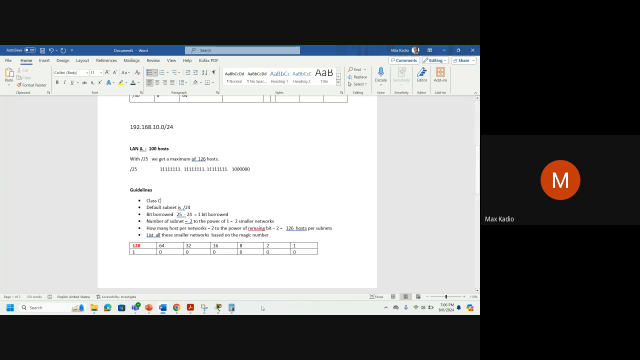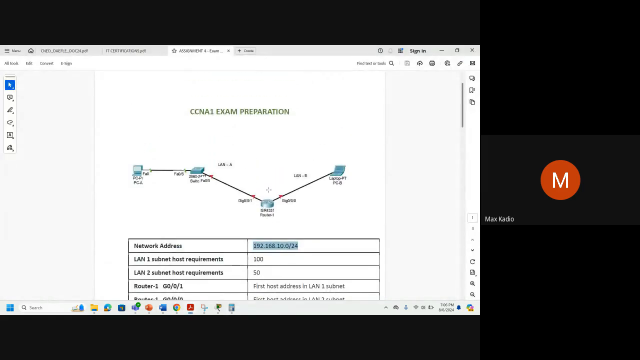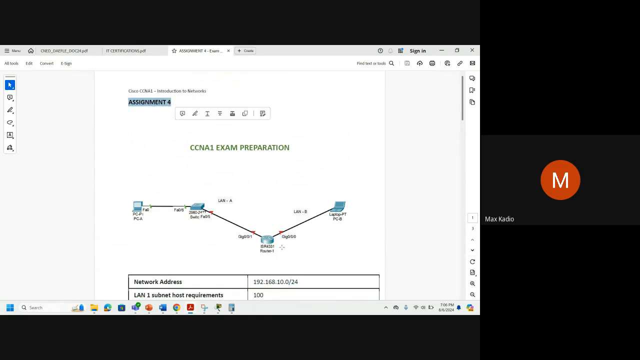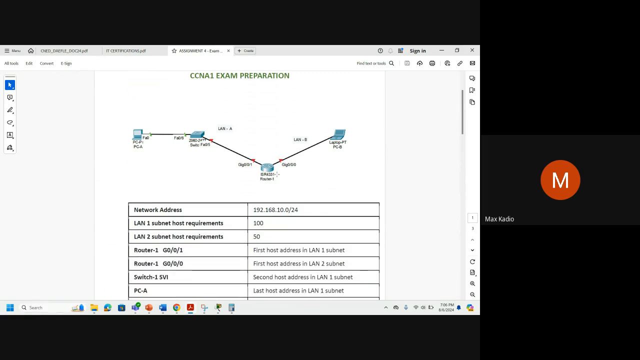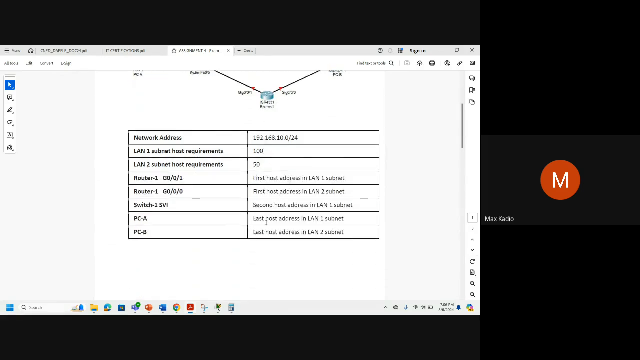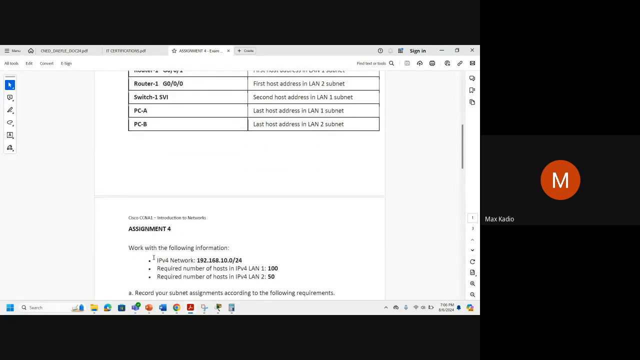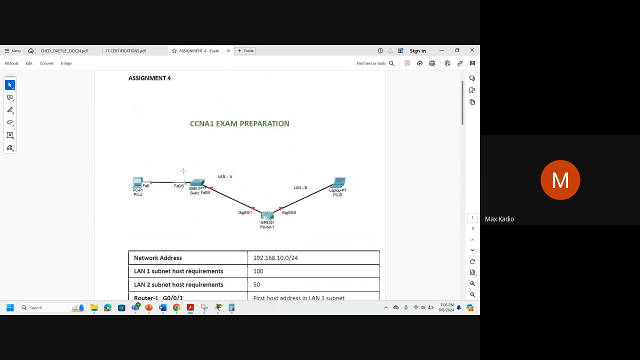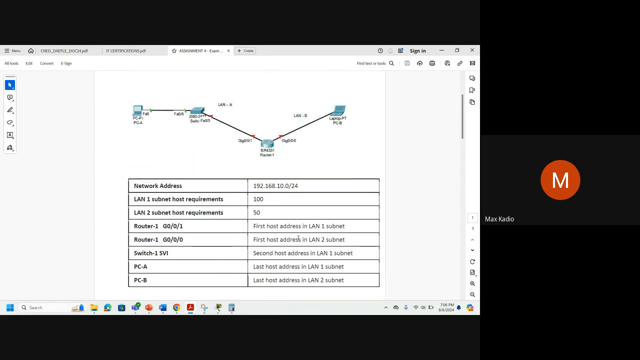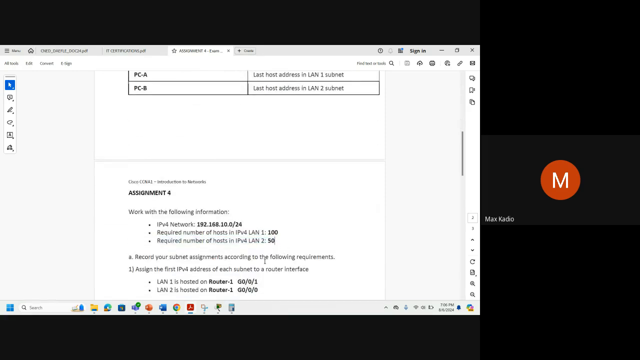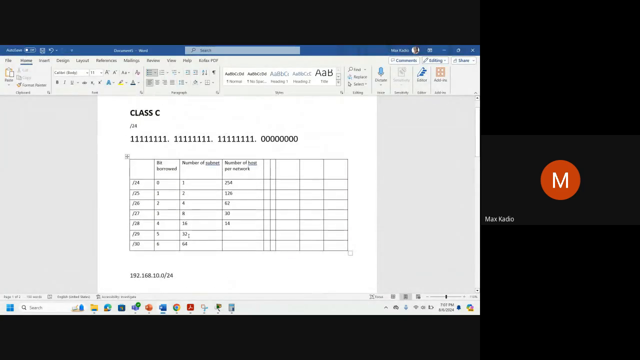Okay, we continue. So this is our assignment 4 that you have to do, and you send me your Packet Tracer. So for now, I'm doing the same thing. This is our network. For LAN A, we say we need 100. Now for LAN B, we say we need how much? 50. Then you go back to your table. We need 50.